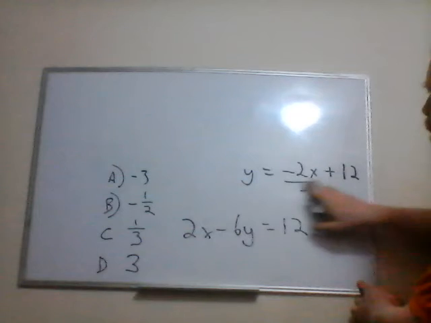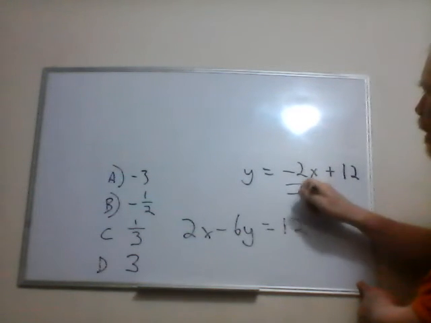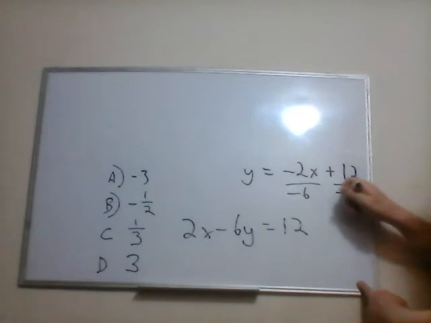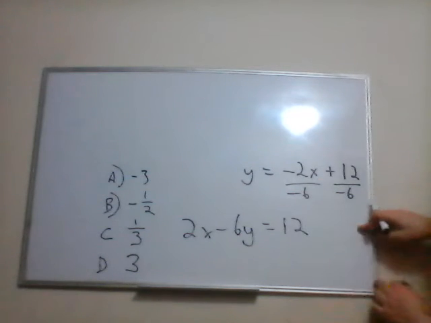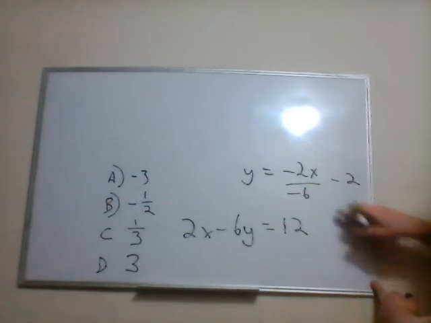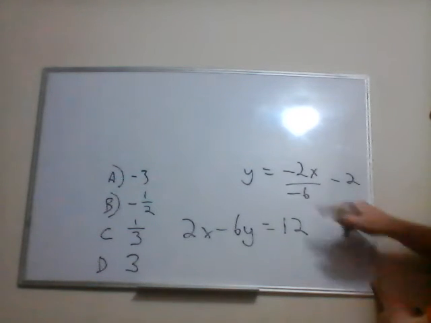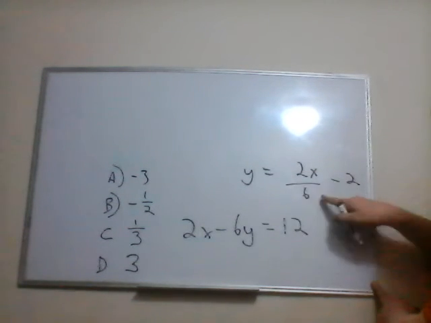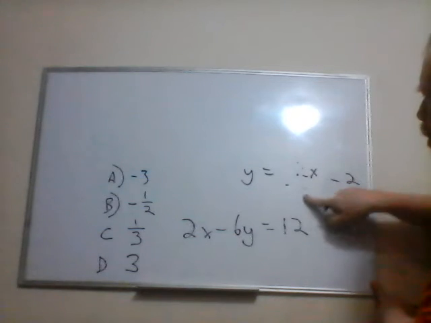So it becomes minus 2x over minus 6 and plus 12 over minus 6. This simplifies to minus 2. And this simplifies. You see this? Minus and minus go away. 2 and 6 becomes 1 over 3.